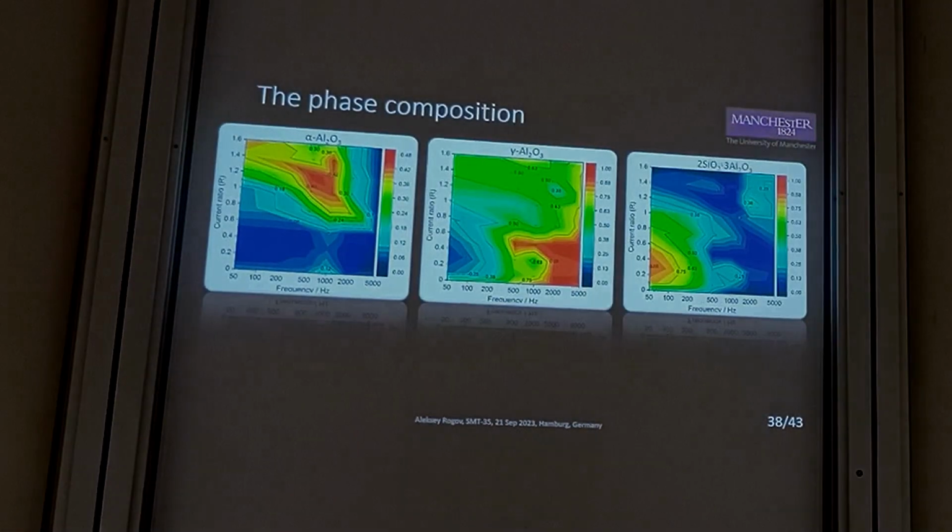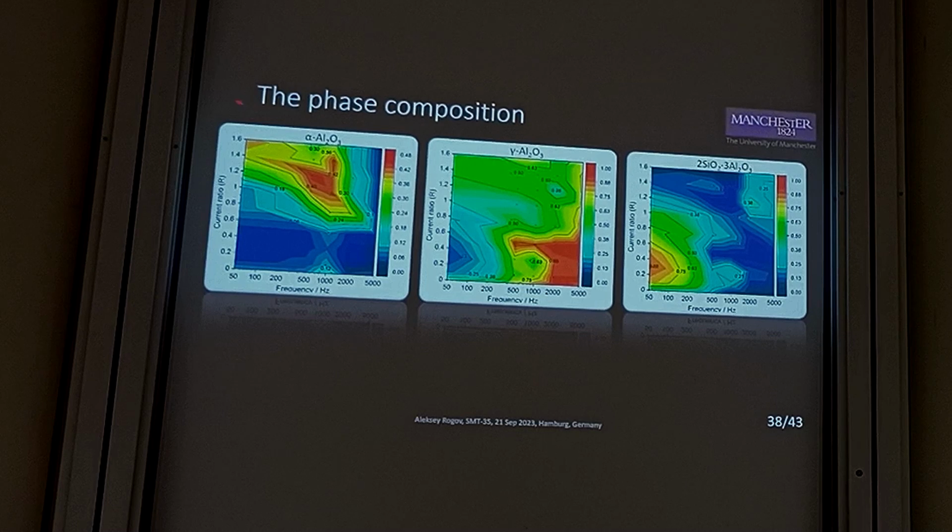However, the most interesting things are associated with the phase distribution. So here you can see the relative proportions of alpha, gamma, and light peaks in the XRD pattern as a function of two parameters, frequency and R factor. And we can see that we have three well-distinguishable regions where each phase dominates.